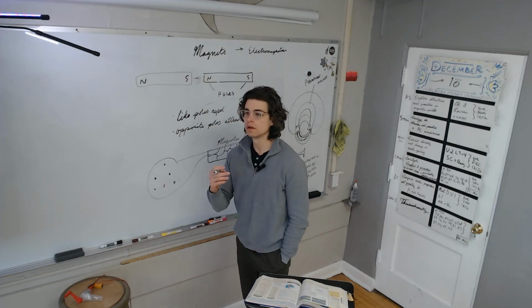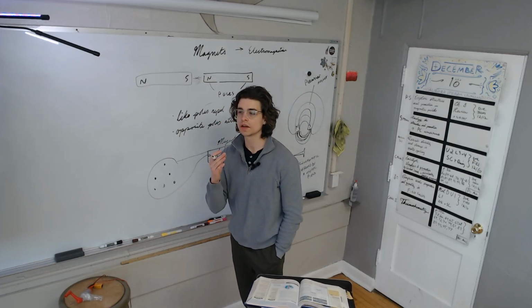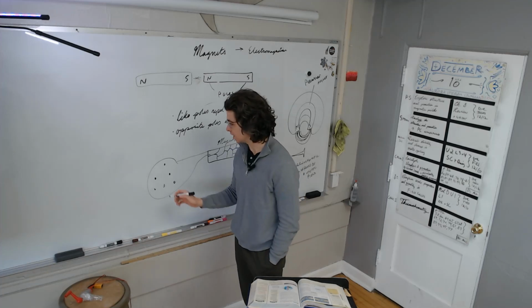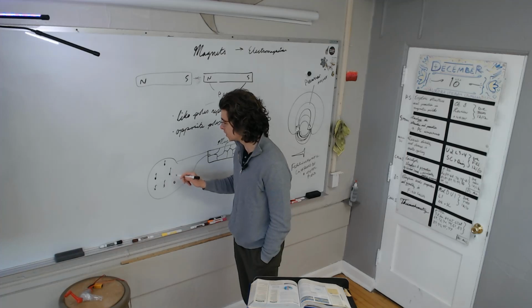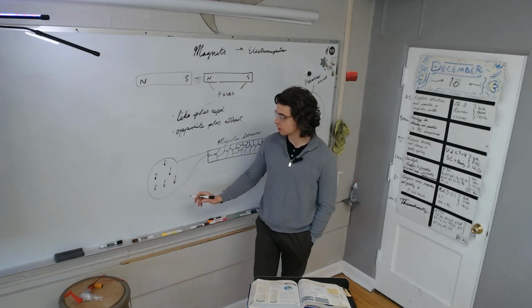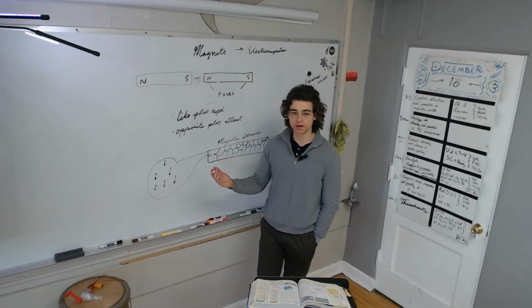Or, let me phrase it differently. The way the electrons spin can be aligned. So each little iron atom has a spin which is oriented in a certain direction. And if those spins are aligned, it will generate a magnetic field.